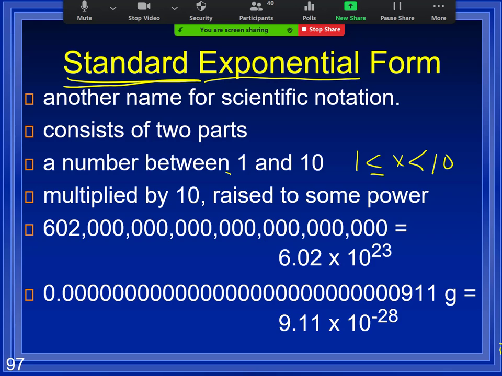And that really small number, here it is written a little neater, 9.11 times 10 to the negative 28th. Why negative? Well, because raising something to the negative power means divide by it. So I want to take 9.11 and divide it by 10 28 times. And that's how I get this number. Because dividing by 10 means move the decimal place 1 time over.